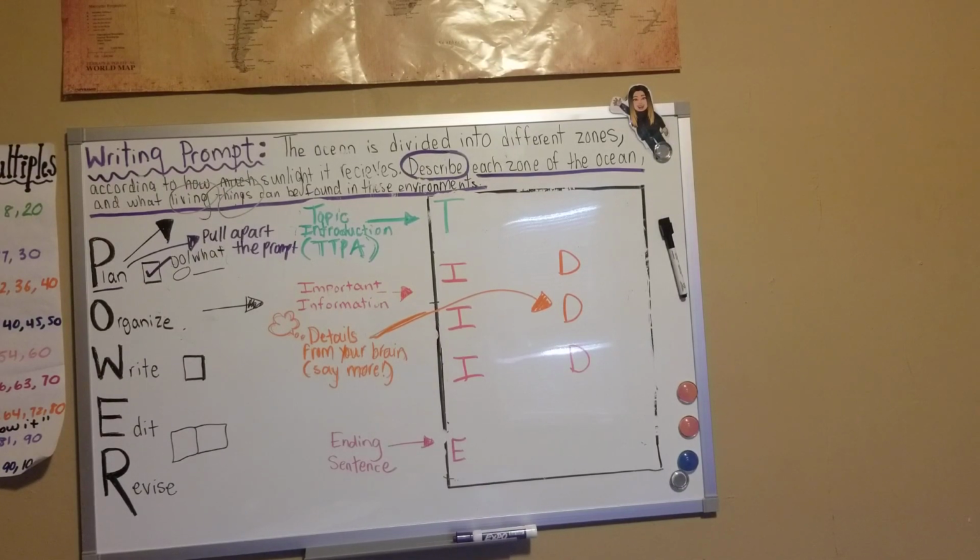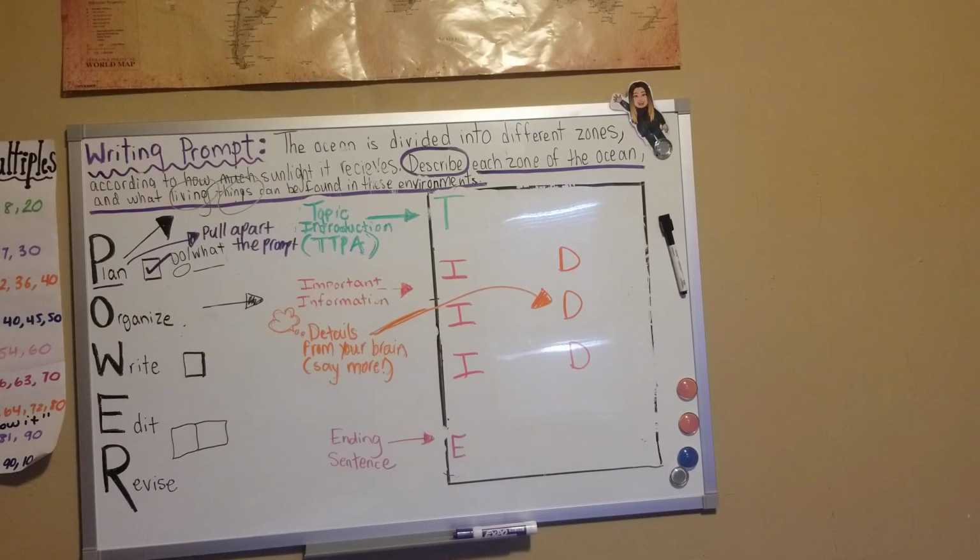Step 1 is to plan, pull apart the prompt. As you can see, I'm all set and ready. I know that my job here is to describe each zone of the ocean and what living things can be found in these environments. I'm ready today to organize my thoughts with you, and that's what we'll be working on using this Tide organizer. Be my echo.